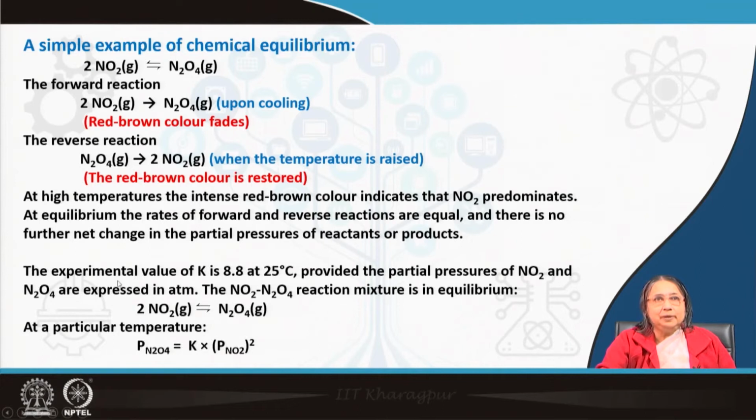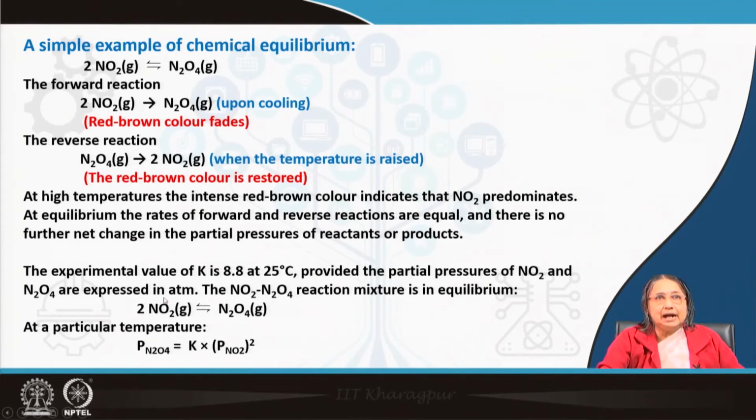And the experimental value of K is 8.8 at 25 degrees centigrade. You will always see that when the K value is mentioned, we must tell the temperature, because it varies with temperature. When I explained acids and bases, I mentioned the temperature for the Ka value, Kb value, or Kw value. So, temperature is very important. Now, if we express both in terms of partial pressure, then the value is like that. If we express it in some other way, then maybe the K value will be different.